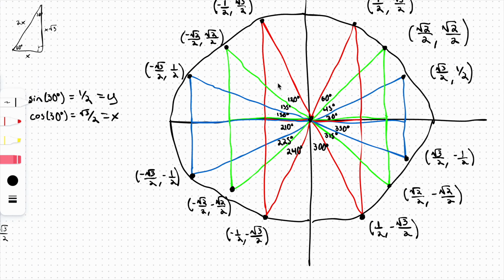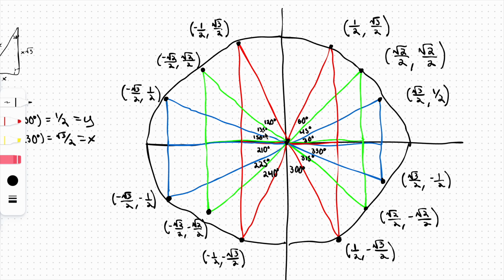So if I were to ask you what cosine of 120 degrees is, which is this red triangle up here, cosine is the x. So you'd get the x coordinate of this unit circle, which is -1/2. So cosine of 120 degrees is -1/2.